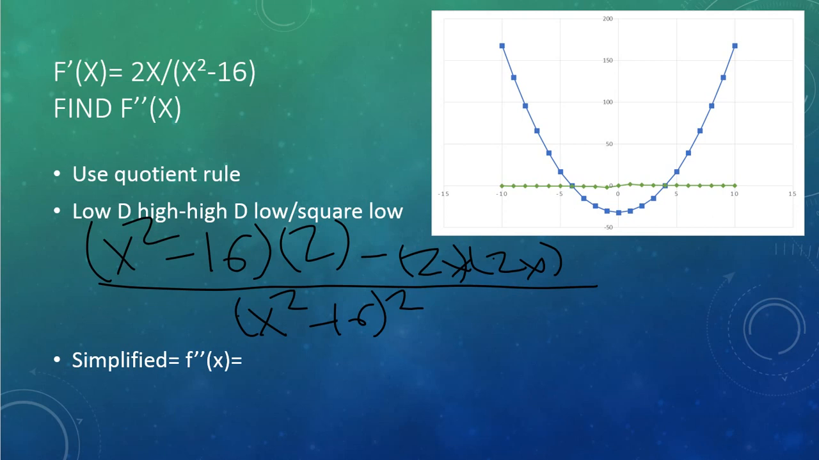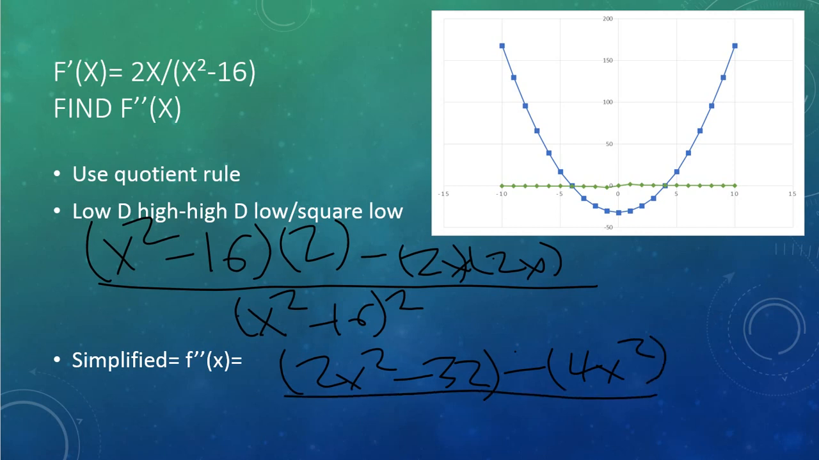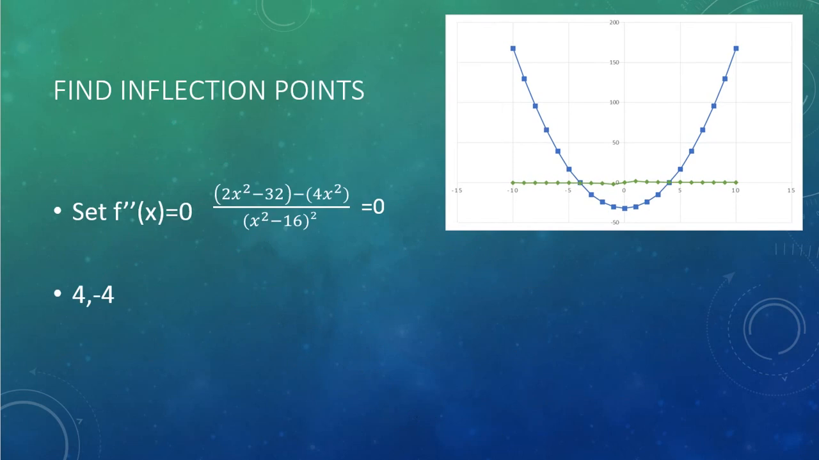And if you simplify that out, multiply everything out, it's going to end up being 2x squared minus 32 minus 4x squared all over x squared minus 16 squared. Now you're going to want to set this equal to 0, and when you do that, you end up getting inflection points of 4 and negative 4.